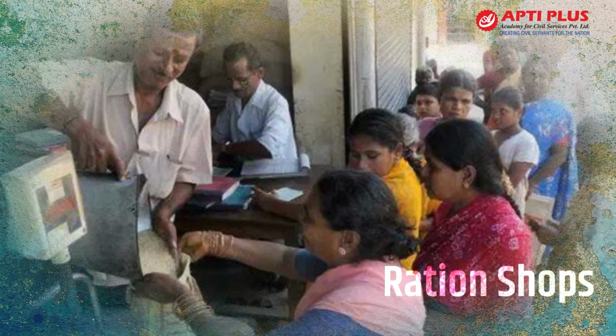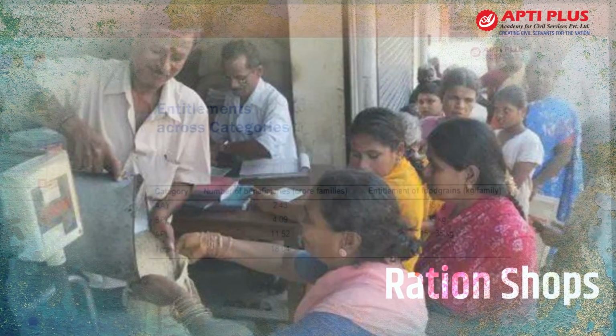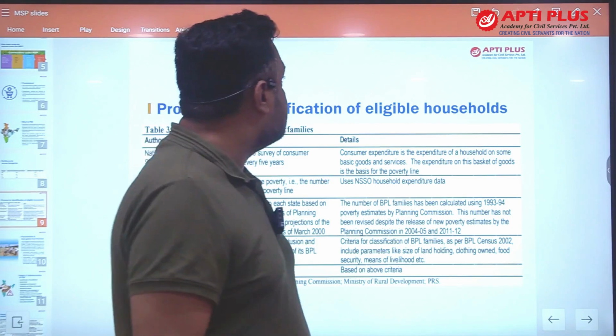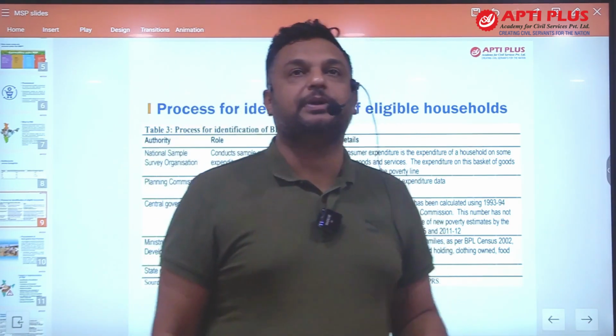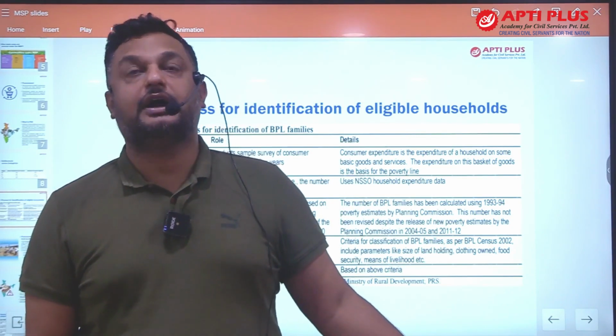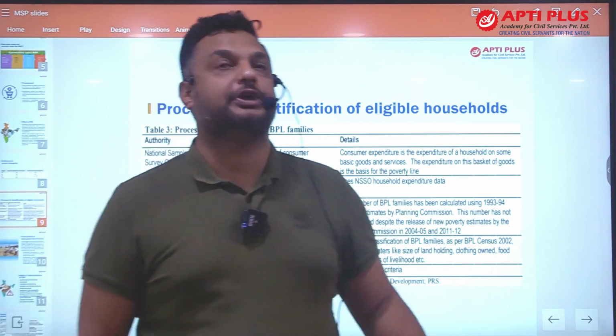The overall system is called PDS. That is the first one. When I say that they will give food grains to all the people, now the question is, sir, which people are eligible to receive the food grains? On what basis will they distribute the food grains?